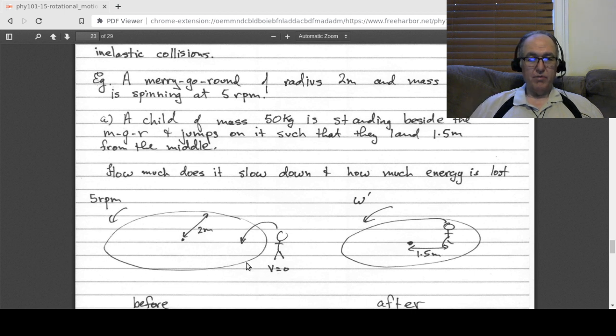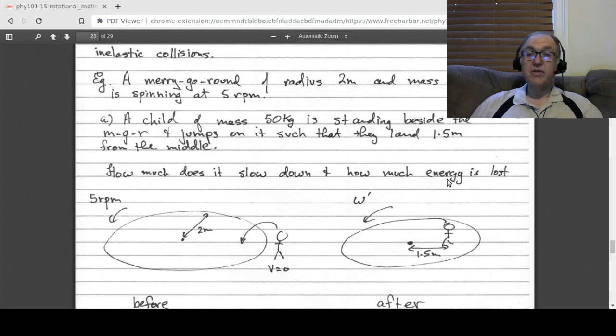Okay, here I am trying to draw it in perspective. This is my before picture. And a child here, obviously with no velocity initially, jumps and lands 1.5 meters from the middle. And then, of course, when he jumps on, the merry-go-round and child both spin together with a common angular velocity omega prime. Okay, and I want to know by how much does it slow down and how much energy is lost.